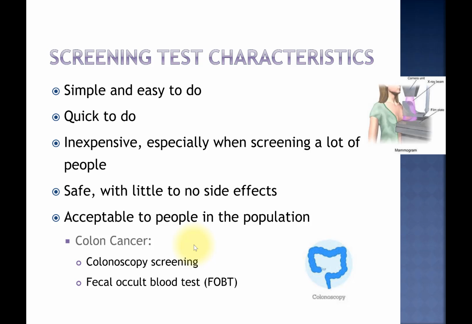Now you're probably thinking, is it a good idea to screen people with a test that may not be the most sensitive to capture all people who are truly positive? Well, since we're dealing with a large number of people, the initial screening test has to be affordable and quick. Of course, that will depend on what we're screening for as well. A colonoscopy screening is not a cheap test, and it is definitely invasive.